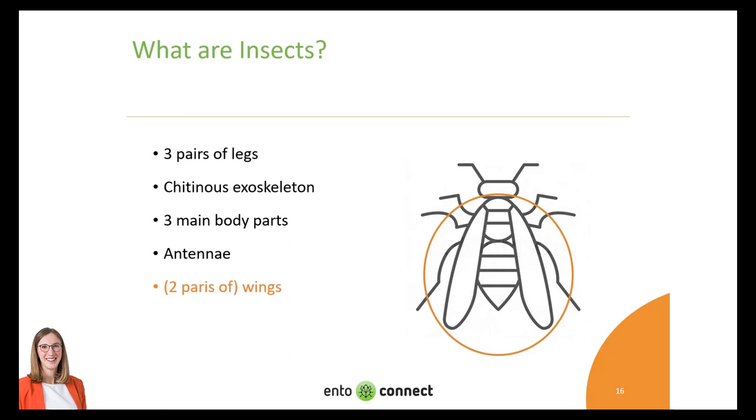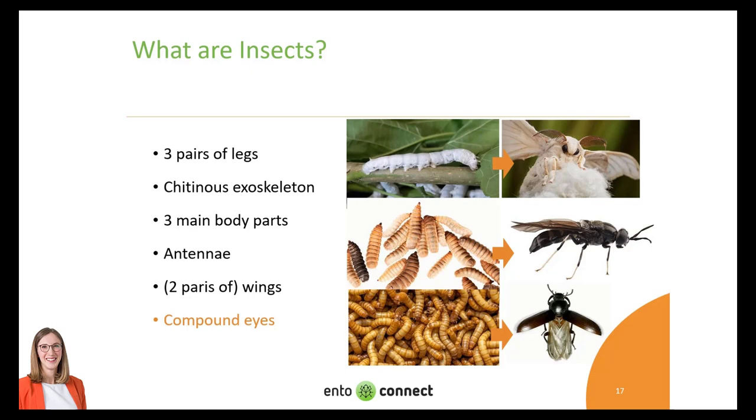Now you might think, okay, we got all these characteristics, but how do they apply to the insects we know? So where does the silkworm have wings? Where does the black soldier fly larvae have legs or antennae? Where does this apply to the mealworm? Well, if we look at their adult stage, there we are. There you find all those features and also compound eyes, which are another characteristic of insects.